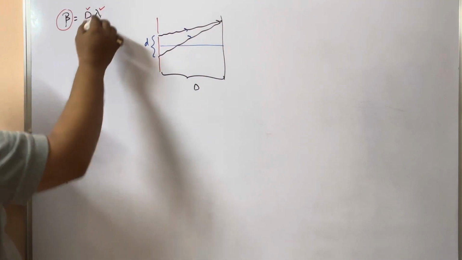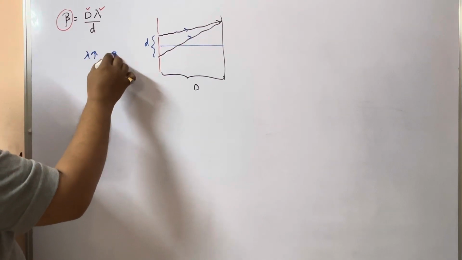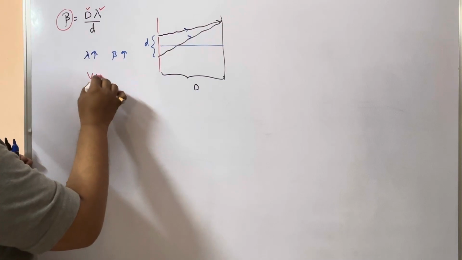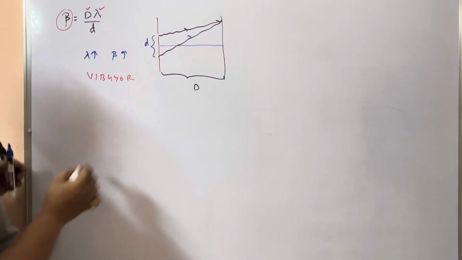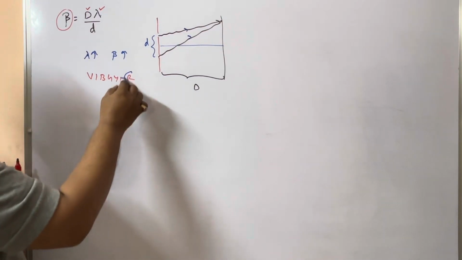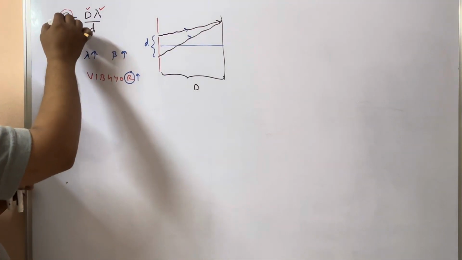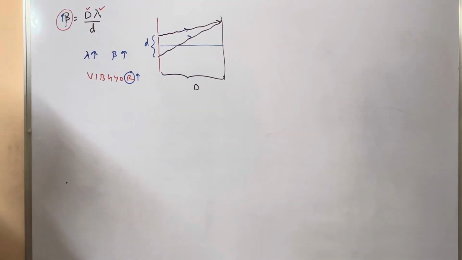If wavelength increases, fringe width increases. So if we are using VIBGYOR, which color has the highest wavelength? Red color has the highest wavelength. Therefore, red color will have more fringe width.